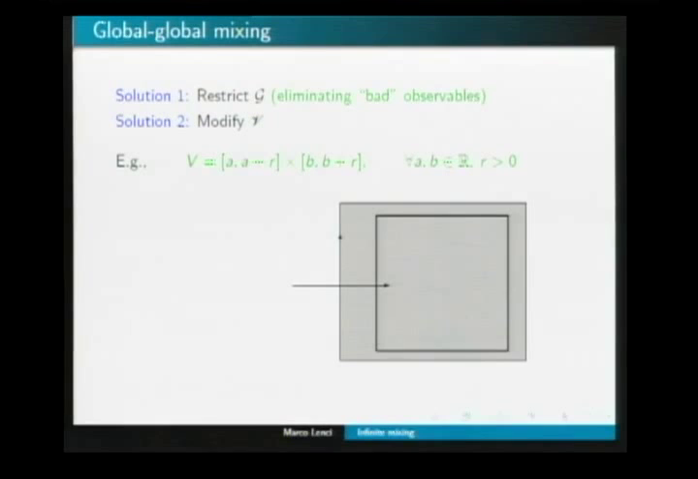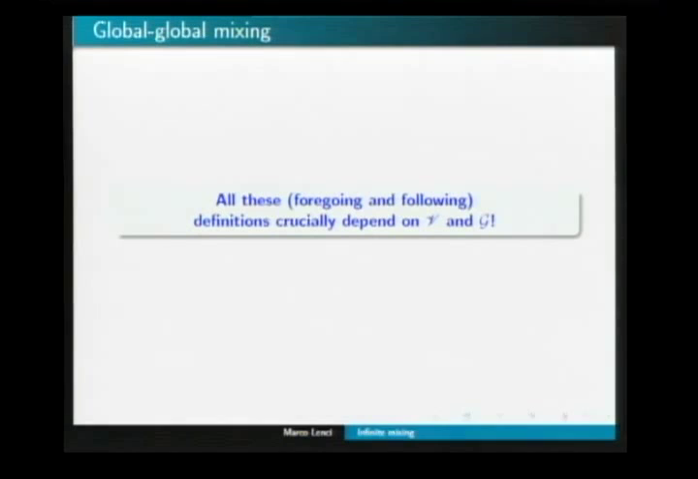Okay? So this is to make the point that all the definitions that I've given and that I will give now, and I think actually I'm coming to a part of the talk that for me is even more interesting, especially in this audience, because it's more in the line of what most people in this audience actually do. So all these definitions really depend on the choice of V and G. So it depends on what you mean by a large box, or what you mean by a large portion of the phase space, and what you want to measure there.